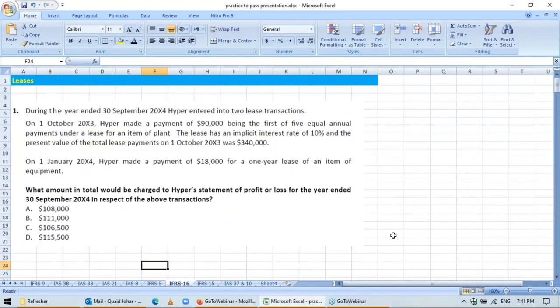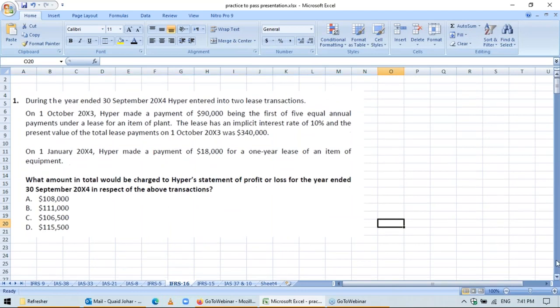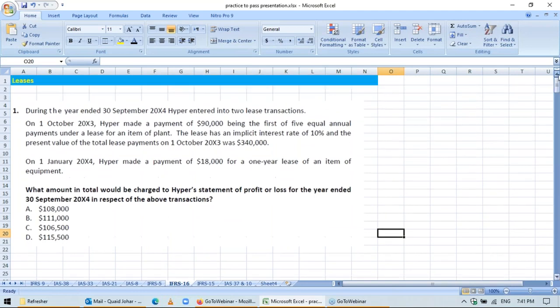Okay, students. So there we go. We move on to IFRS 16, accounting for leases. In accounting for leases, let me give you a brief. We'll be talking about simple leases and we'll be talking about sale and leaseback transactions. So first, let's talk about the leases.